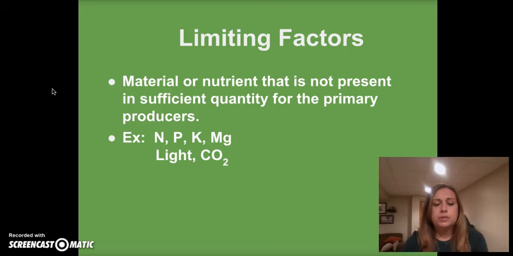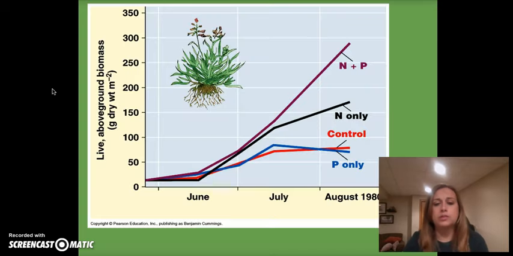So limiting factors are materials or nutrients that are not present in sufficient quantity for the primary producers. Things like light is going to be a big one, nitrogen, phosphorus, potassium, magnesium, carbon dioxide. Those are all things that the primary producers, the plants, need. And so if they are in an environment where they're lacking some of that, their growth is going to be affected. So here you can see we are looking at a control plant in the red. All right. When you add only phosphorus to it, how the growth increases, and it actually decreases a little bit there when you add only nitrogen, but then when you add both nitrogen and phosphorus, what happens to the plant?